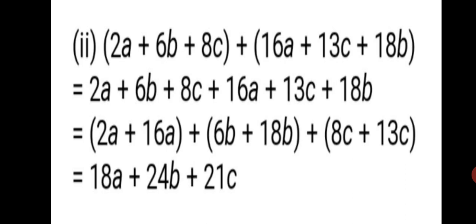So it's very simple. First open the brackets. Second, group the like terms together. And third is add their coefficients. And you get your final answer.